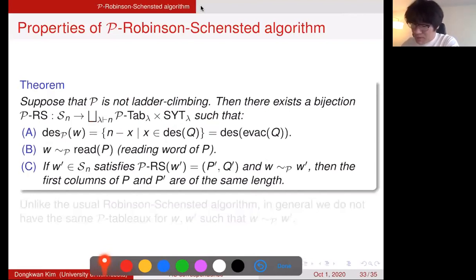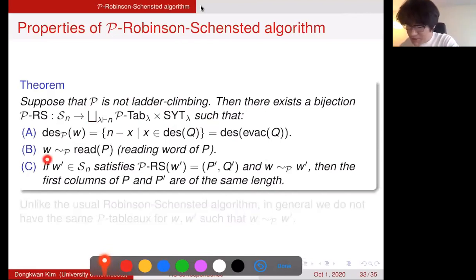And the first thing is that the descent of W is preserved. You remember, if you have the original Robinson-Schensted, then it is also true. If you input this, you need to take the evacuation. It means that you need to flip it. We kind of use the flipped version, so that's the reason. But still, descent is preserved in general. This evacuation means that you just take n minus x instead of just x. But it is also true for this P Robinson-Schensted. So this algorithm respects the descent.